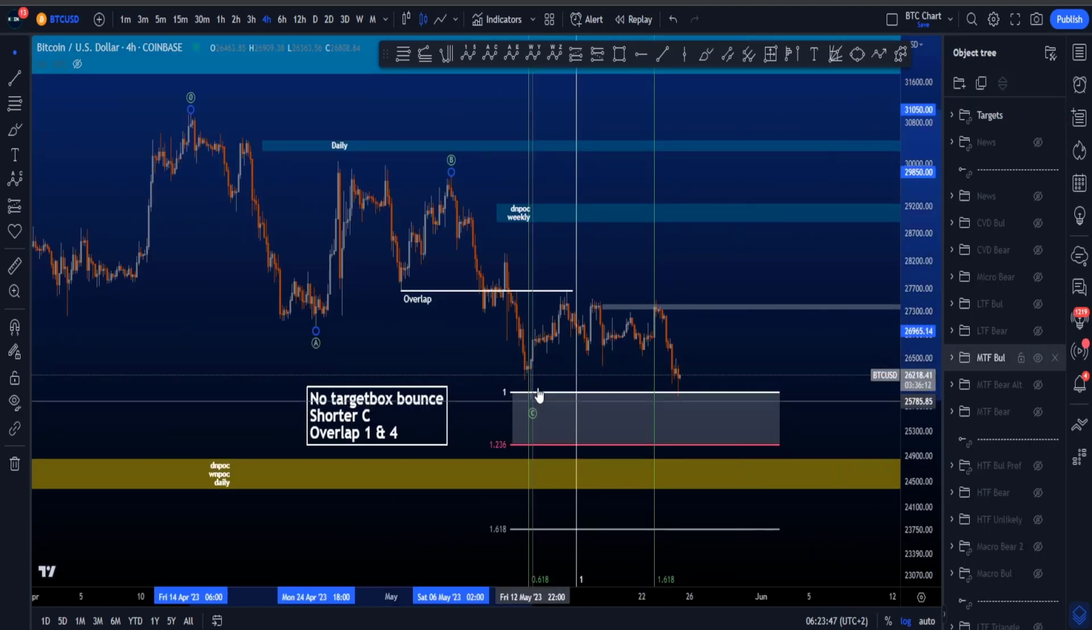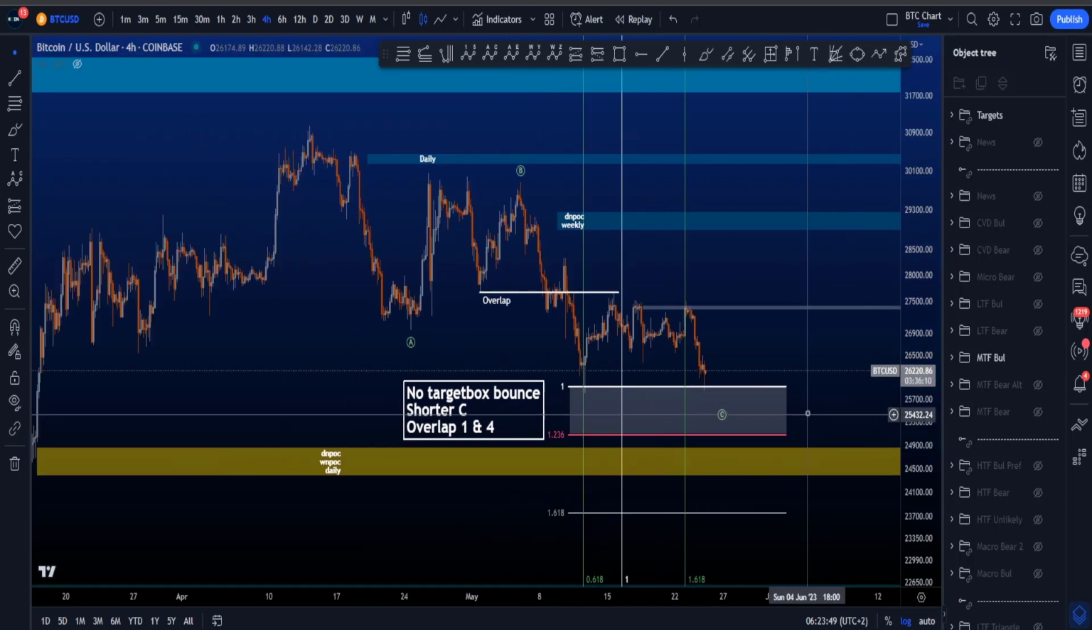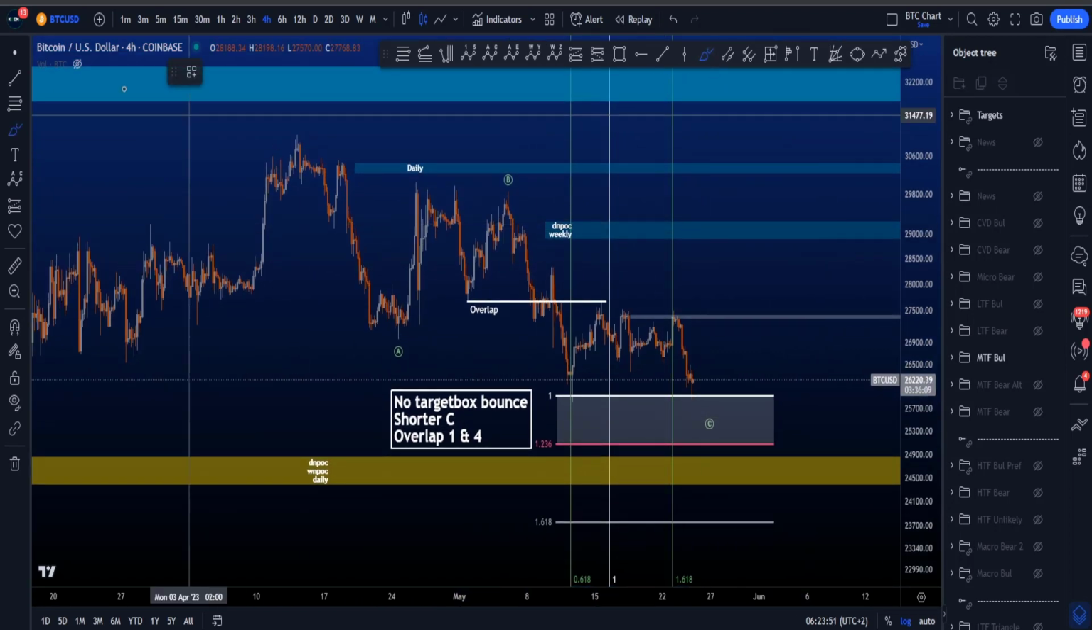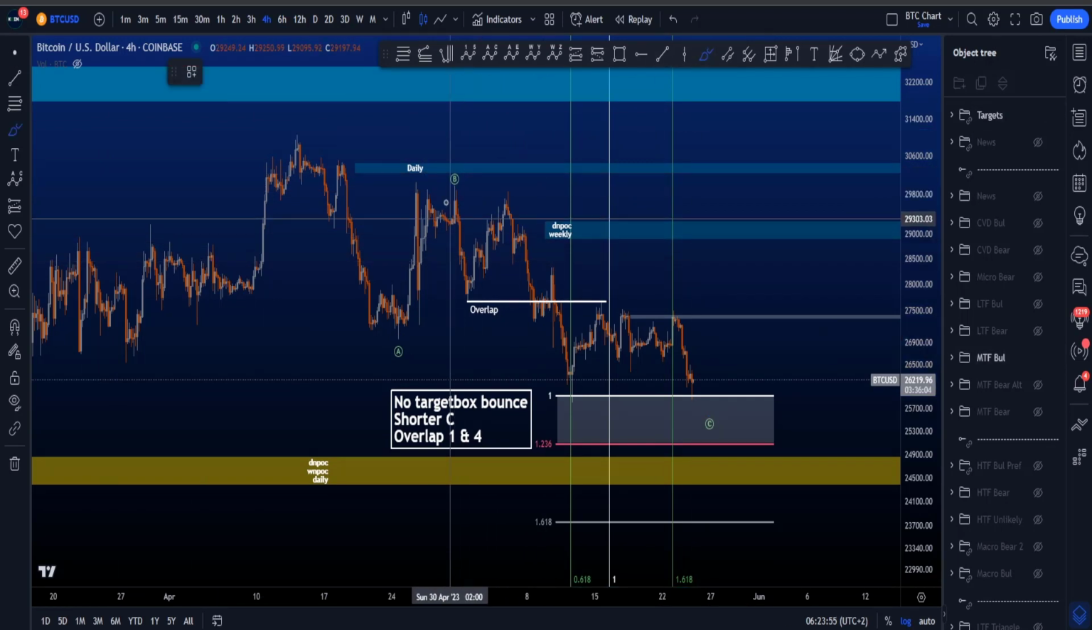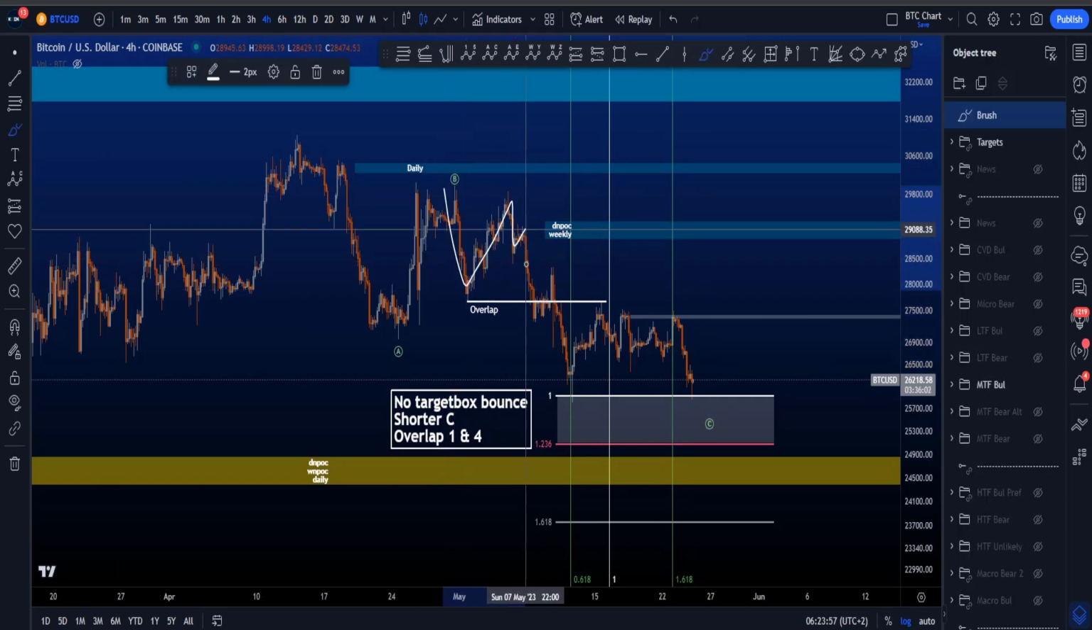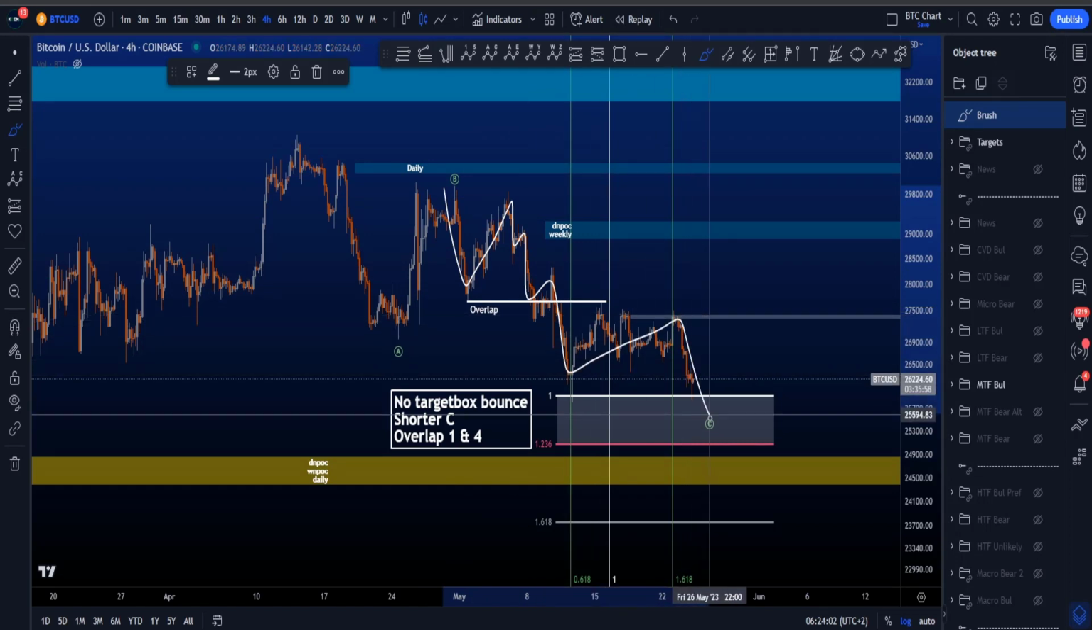So okay, potentially wave C is still in the making. However, the problem I have now is that, okay, this wave B then has to move to the left. So now you have this as a wave 1, 2, then you have a 1, 2, 3, 4, 5 in a wave 3. Then this is wave 4 and this is a wave 5.